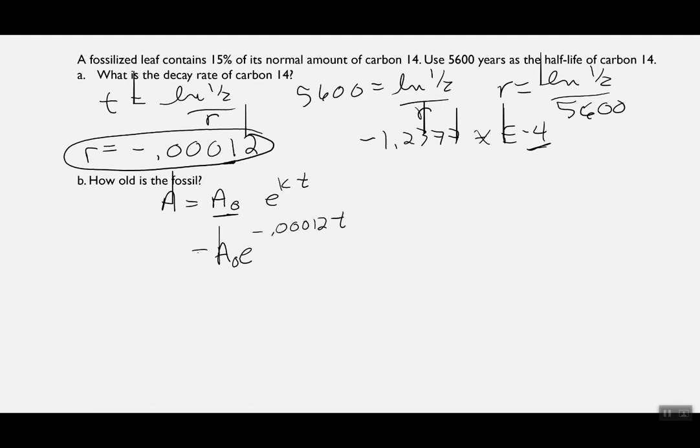I'm trying to solve for time. So the only other piece of information I have is this 15%. Of whatever amount it started with, there's only 15% left now. How do we know that? Well, we know how much carbon-14 should be in a leaf that was alive, so we can go to one that's dead and just do a comparison, and it says there's 15%.